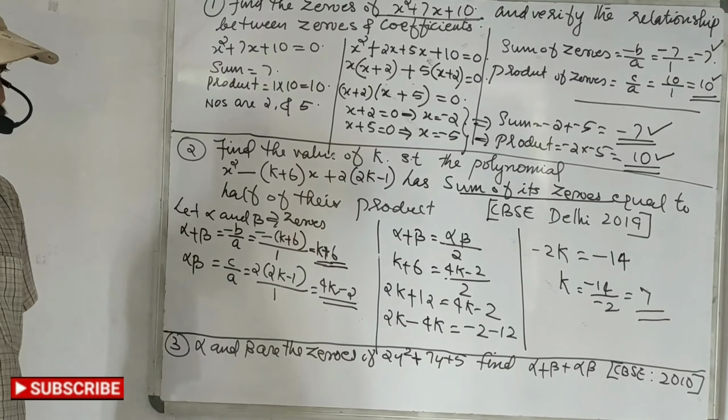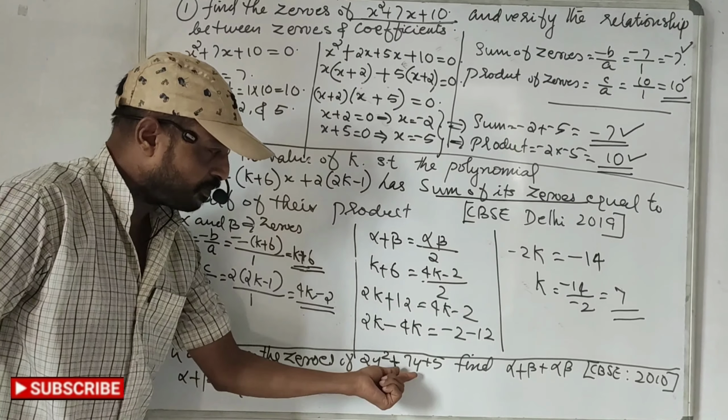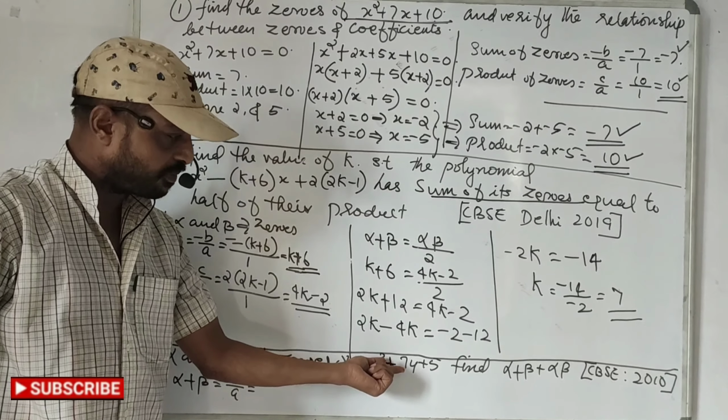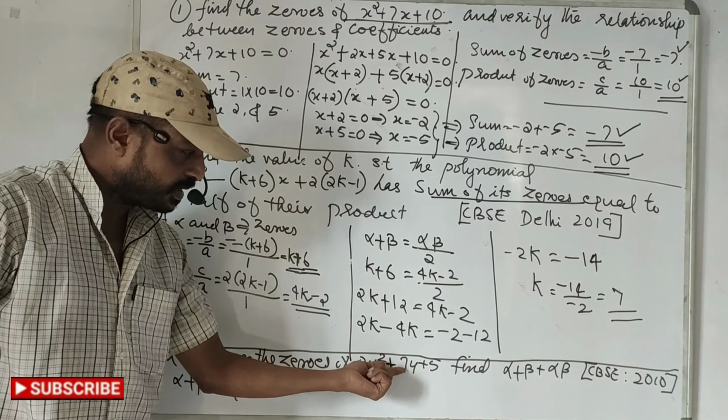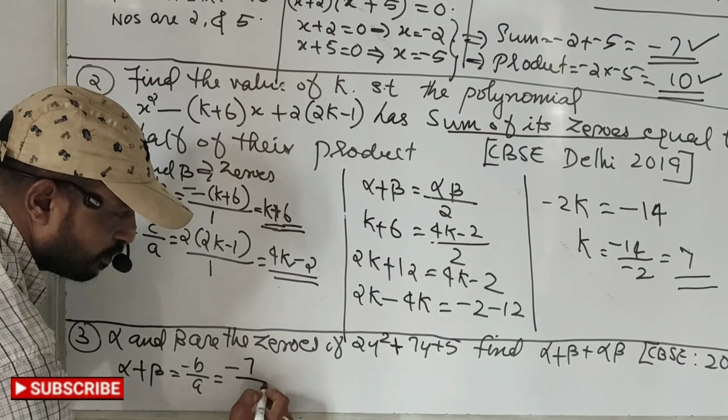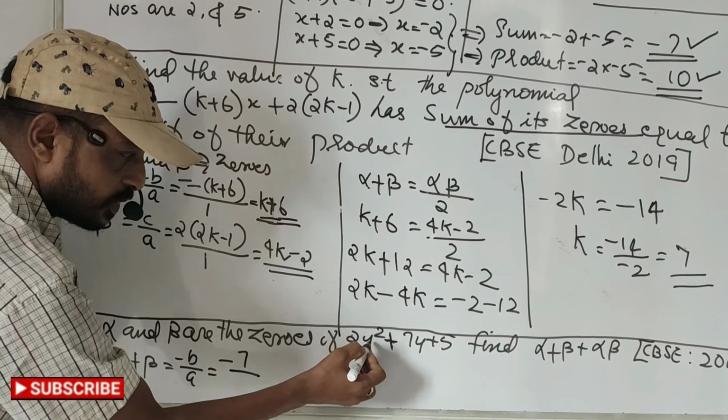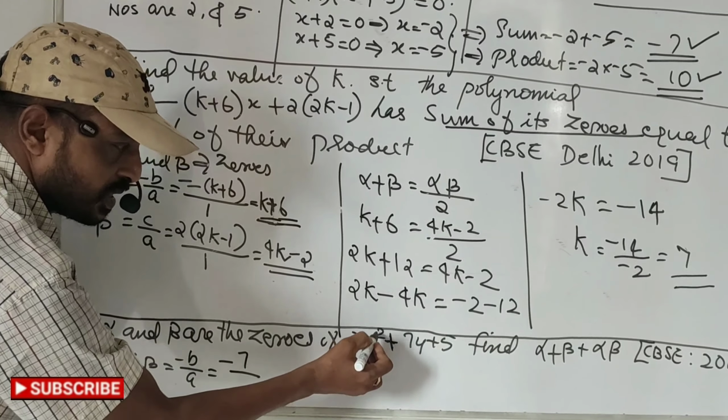If alpha and beta are the zeros, what is alpha plus beta? Alpha plus beta will be minus b by a. What is b? B is the coefficient of y, here y is the variable. And what is a? A is the coefficient of y square. And what is c? The constant term, 5. So minus b by a means minus 7 by, what is a? A is the coefficient of the second degree term, that is the coefficient of y square. That is 2. Minus 7 by 2.